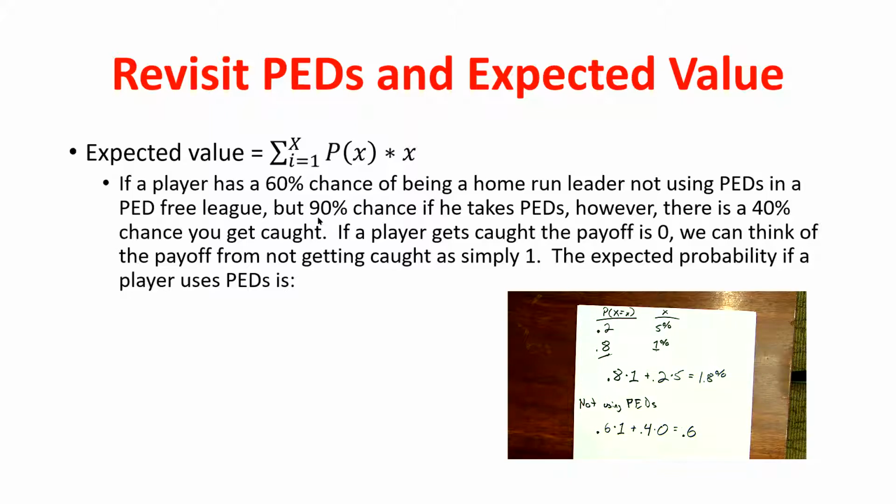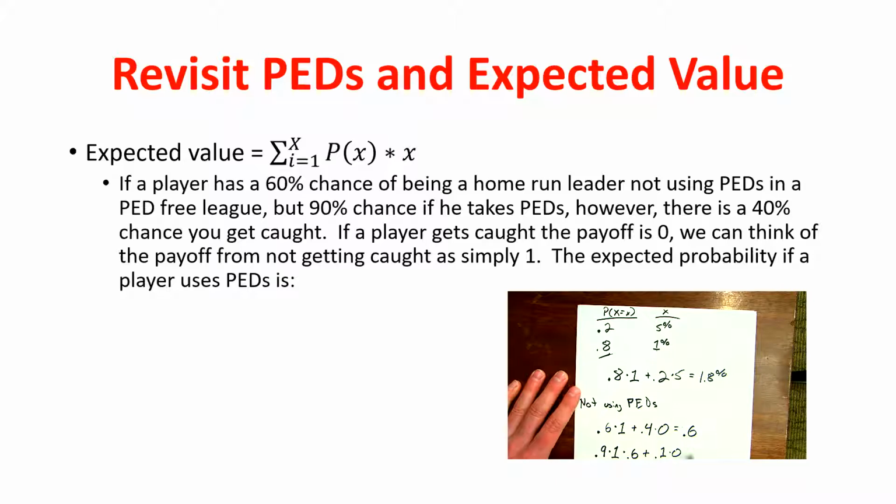But if they're using PEDs, we can think there's a 90% chance that they are the home run leader, so 90% times 1. However, there's a 40% chance they get caught, right? So I'm only the home run leader if I don't get caught. The probability I get caught is 40% or 0.4. The probability that I don't get caught is 0.6. And then the probability I'm not the home run leader, 0.1 times 0, so that doesn't really influence much.